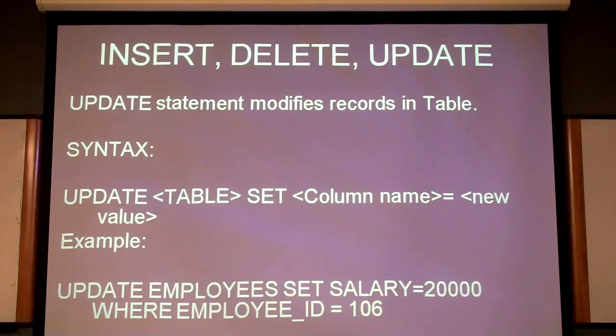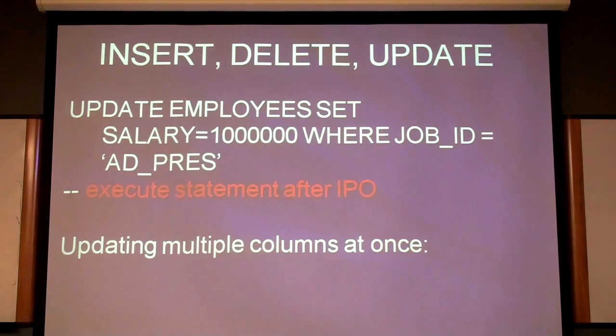Something like that. So when a company goes public, the president may execute this statement: update employees set salary to 1 million where job ID is president. He can do that if the IPO is successful. Also, you can update several columns, several fields, at the same time. For example, you can update the salary and the job position at the same time within the same statement.